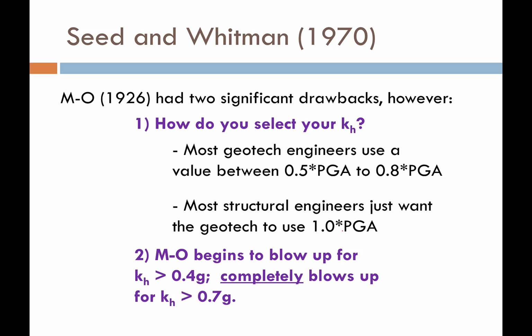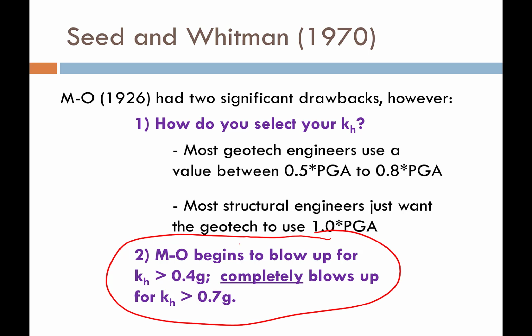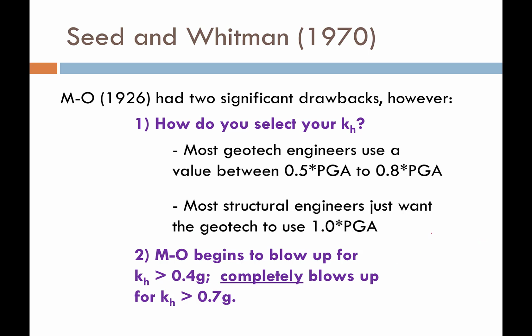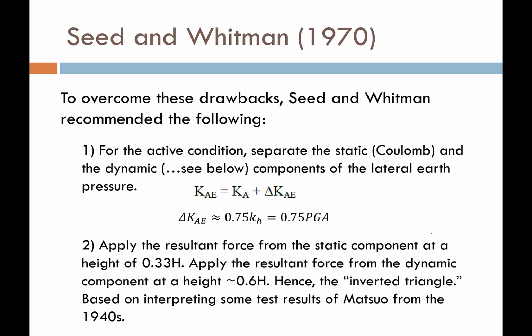And the thing that Seed and Whitman pointed out was Mononobe-Okabe was never tested at values this high. This is all extrapolation, folks. If you are plugging values into Mononobe-Okabe in excess of 0.4 Gs, you are extrapolating. Yet we've done it, and we've done it for decades. And so many structures have been over-designed because they've been designed for these methods. So Seed and Whitman proposed some changes.